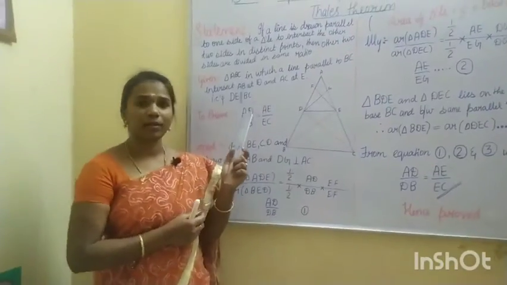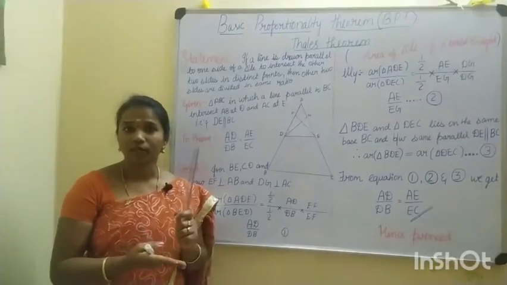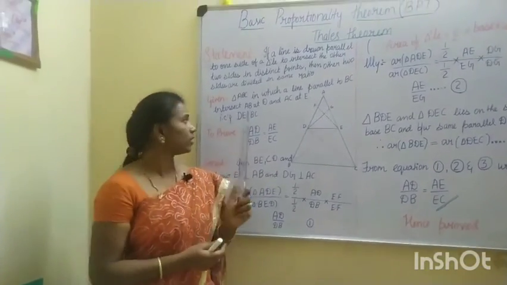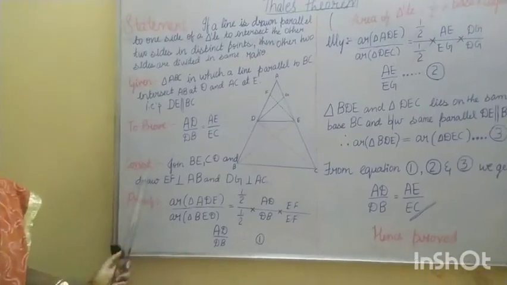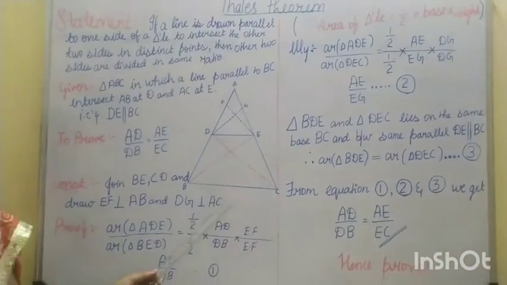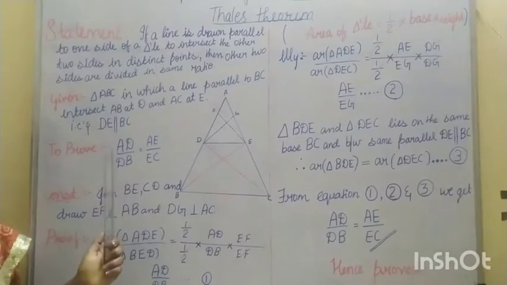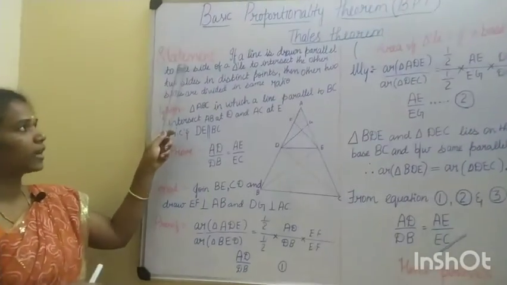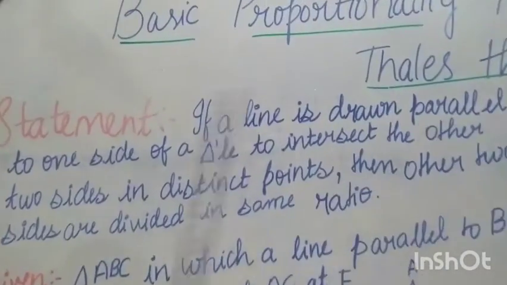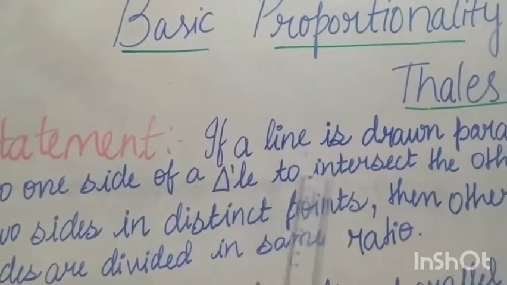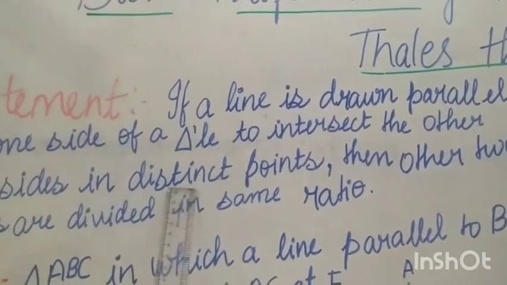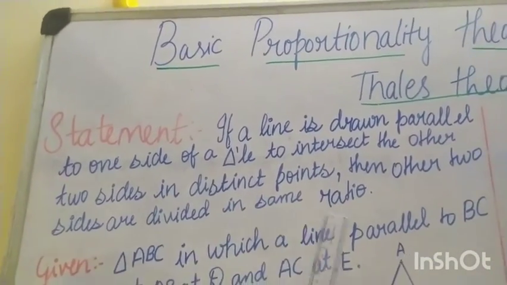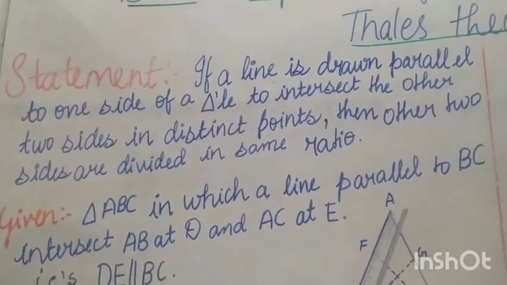Let us discuss this statement and the steps to be followed to analyze and write the theorem. Here we have to write given, to prove, construction, proof, everything in the theorem part. I am going to explain in detail about this Thales theorem. Let's see here once again. The statement says, if a line is drawn parallel to one side of a triangle to intersect the other two sides in distinct points, then the other two sides are divided in the same ratio.